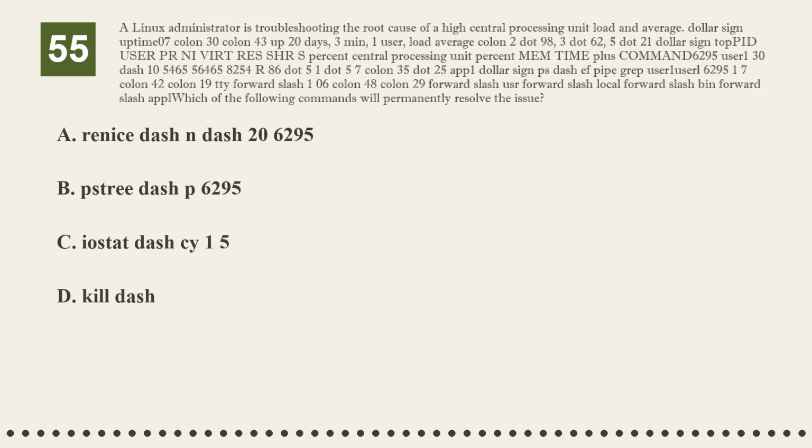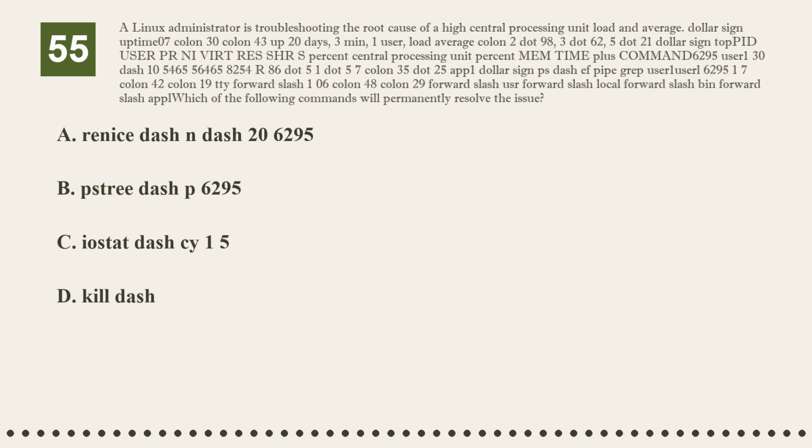Question 55. A Linux administrator is troubleshooting the root cause of a high central processing unit load average. $ uptime 07:30:43 up 20 days, 3 minutes, 1 user, load average: 2.98, 3.62, 5.21. top output with PID, user, PR, NI, VIRT, RES, SHR, S, CPU, MEM, TIME+, COMMAND. $ ps -ef | grep user1 user 6295 17:42:19 tty1 06:48:29 /usr/local/bin/app1. Which of the following commands will permanently resolve the issue?